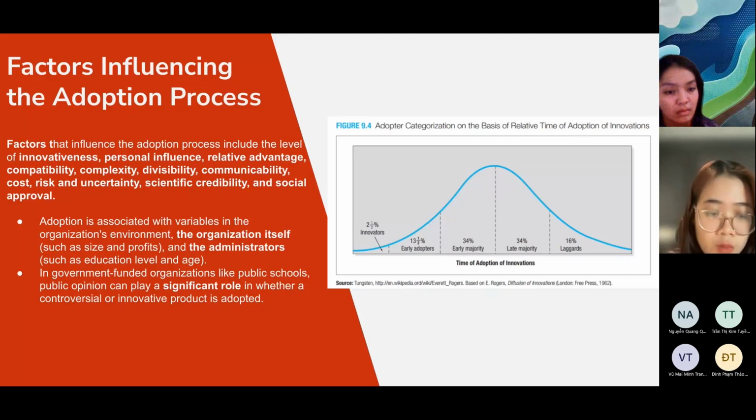So adoption is also associated with variables in the organization's environment and the organization itself, such as size or profits, and the administrator, such as the educational level and age.